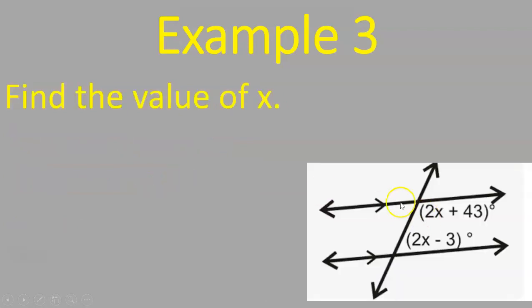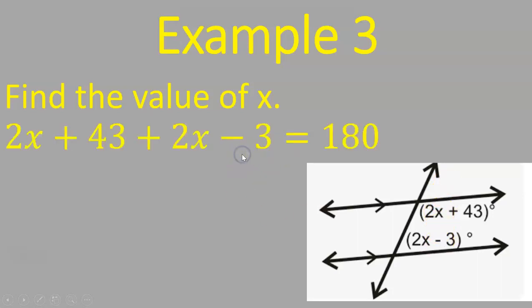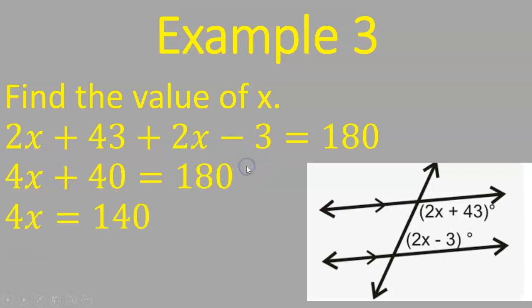Okay, a third example, again, they're marked parallel. What kind of angles are these? They're same side interior. Okay, both on the interior, both on the same side of the transversal. So they're supplementary. You add them up to 180, so it's a different look. Add your 2x's and your 43 minus 3 to get 4x plus 40. Subtract 40 from both sides and divide by 4. Of course, you can pause if you need to have that go a bit slower.